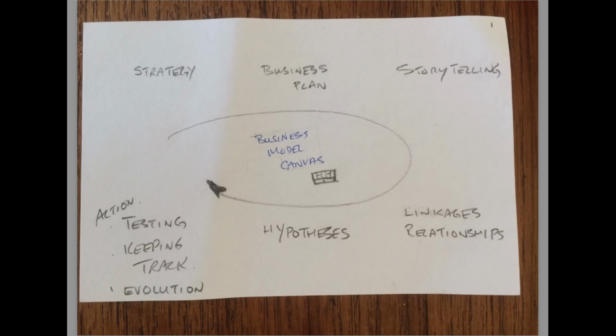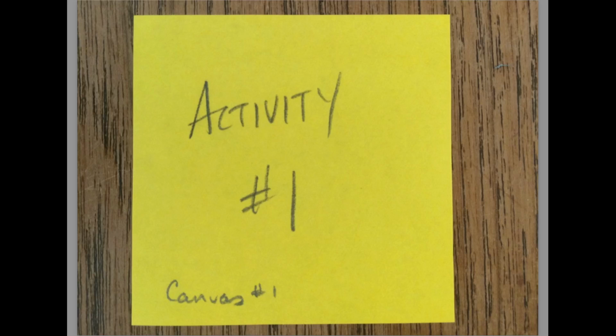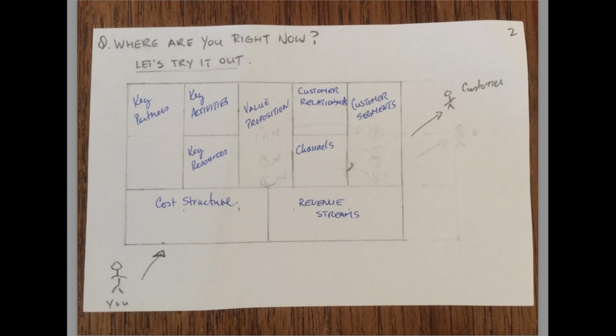Introduction. So the business model canvas can be used in strategy, business plans, storytelling, linkages and relationships, and hypotheses. And it's really good for testing and keeping track. So it's a real good lens to look at a company quickly. So the activity number one. So this is the business model canvas.